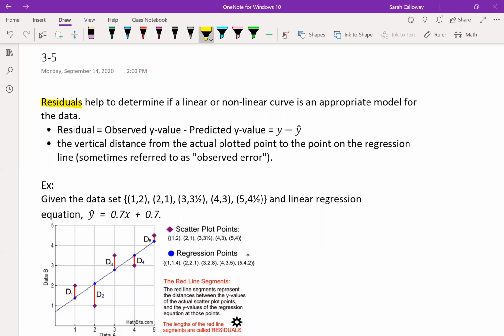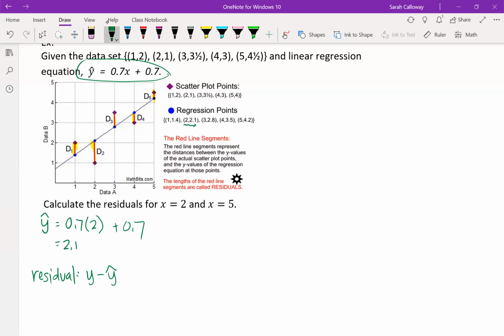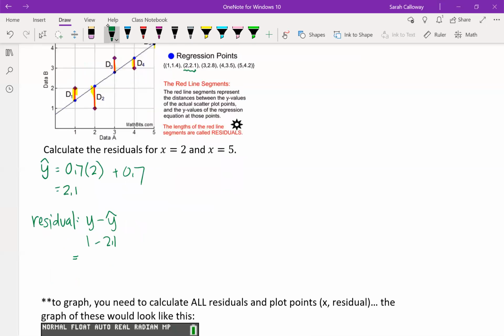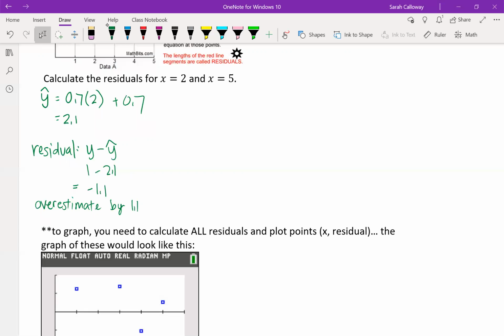So then for my residual, remember that I'm taking y minus y hat. So the y value at 2 was 1. So I'm going to do 1 minus 2.1. And that gives me a residual of negative 1.1. Remember that when it's negative, that means that this was an overestimate by 1.1. Okay, so that means that the predicted value overestimates the actual value by 1.1.